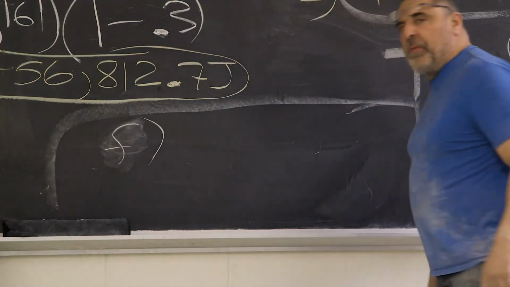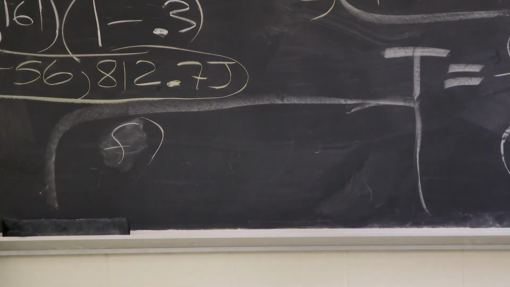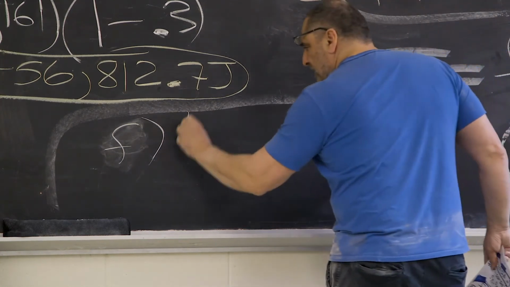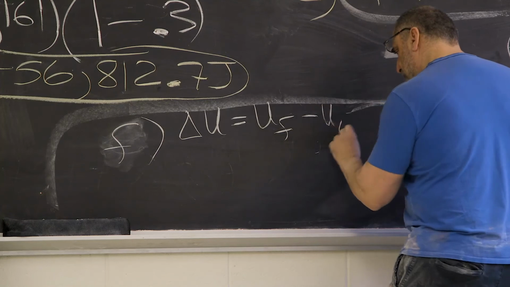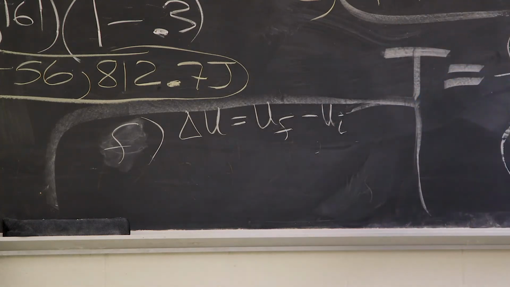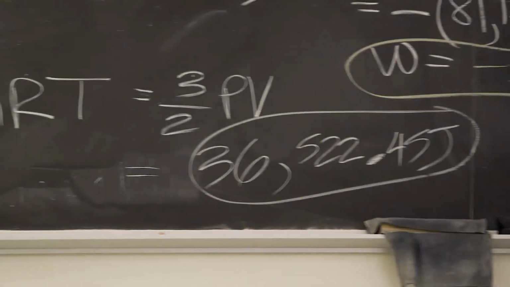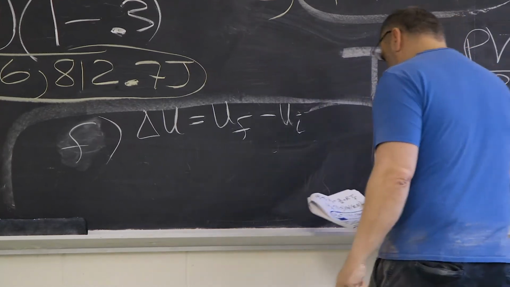I'm enjoying this problem so much, I don't want to end it. So we got F right here. What are they saying for F? What's the delta U? UF minus UI. Well, there's UI. There's UF. Do the subtraction.